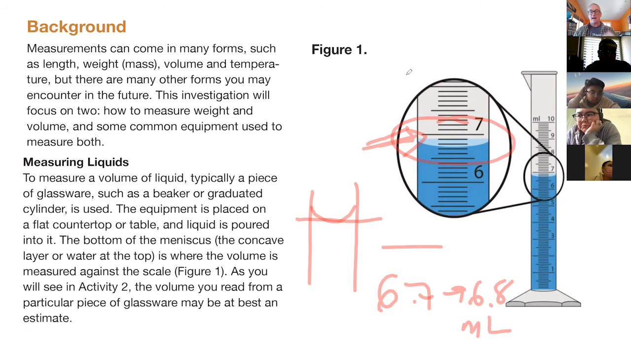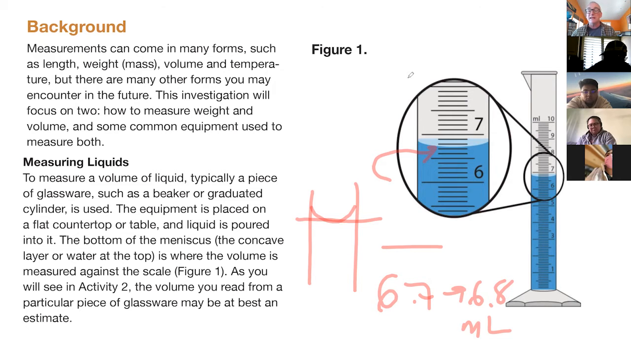Yep. That seems reasonable. So each one of those, the big checks, the large lines are 1 mil increments, so 6, 7, 8, 9, 10. And there's 10 smaller lines in between each one, which is 1/10 of a mil. And so, yeah, that wouldn't be bad, because remember, the third digit in any measurement of volume is an estimate. So we know by looking at this that it's more than 6.7. That meniscus is a little higher than the 6.7 line.